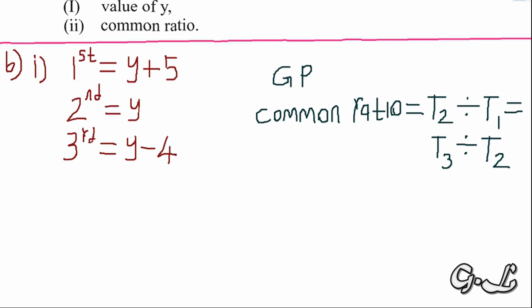Since the common ratio in GP is going to be the same, it will be the same since we are dealing with a GP. So that is how we find the common ratio, T2 divided by T1. So we're going to follow the same concept: T2 divided by T1 is equal to T3 divided by T2, like that. So we're going to be replacing.